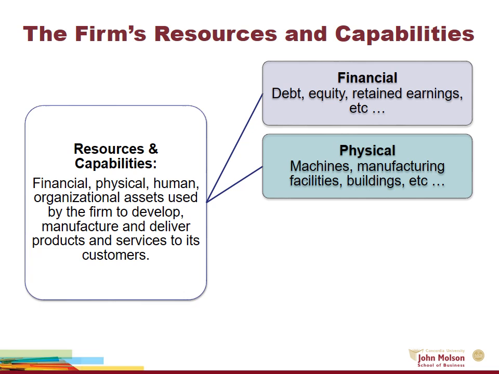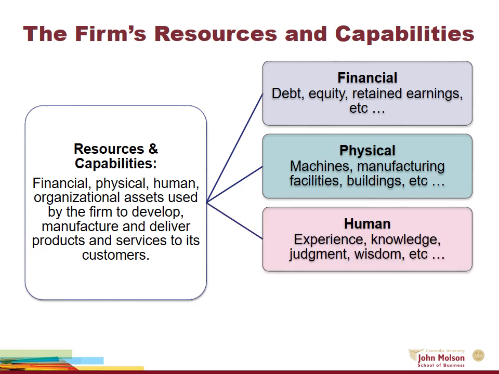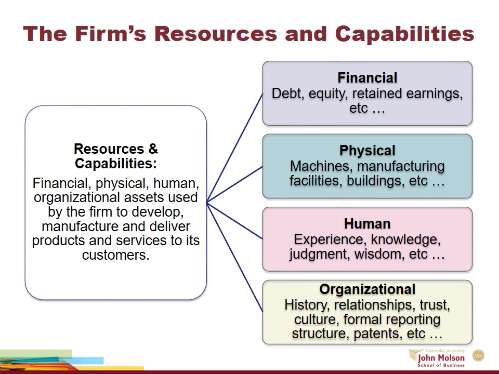In terms of physical resources, we can look at the machines, we can look at the facilities, at the building that the organization owns. In terms of human resources, we can look at the employees' experience, the knowledge, the judgment, the wisdom, the network that all the employees have within themselves. And in terms of organizational resources, we can look at the history, the culture, the structure, the trust, and so on and so forth. All of these resources and capabilities will help the organization obtain a competitive advantage.